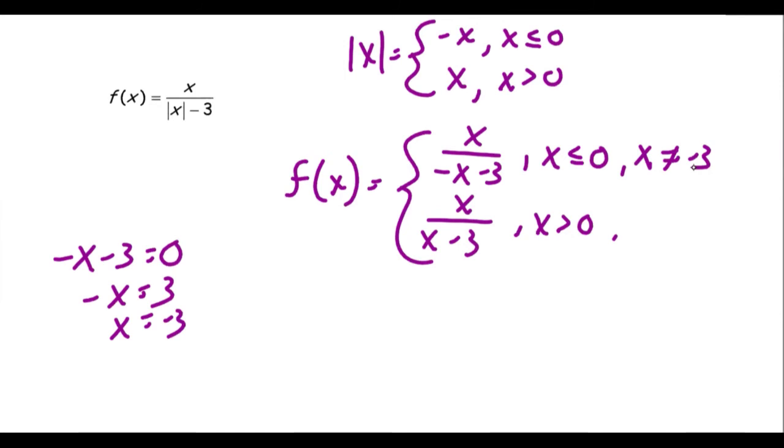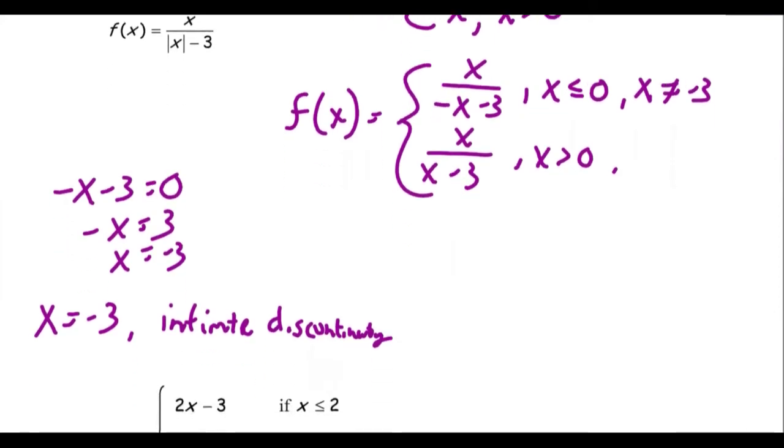So what kind of discontinuity do I have at negative 3? Infinite. So I can go ahead and put that. So x equals negative 3, we have infinite discontinuity. What's the equation of the vertical asymptote there? Okay, vertical asymptote, x equals negative 3.